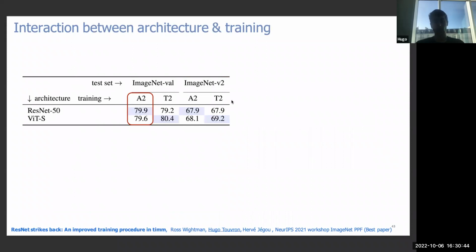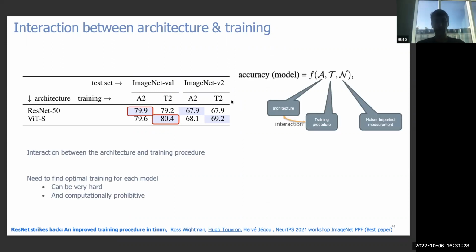Now we want to understand the interaction between architecture and training. So we take the A2 training procedure designed for ResNet 50, and we train ResNet 50 and ViT small. And we have this conclusion: it seems ResNet 50 is better than ViT small, and the comparison seems to be fair because we use exactly the same training procedure. But if we do the opposite, if we design a T2 training procedure especially designed for ViT small, we have this result and we can draw this conclusion: ViT small seems to be better than ResNet 50, and the comparison seems to be fair because we use exactly the same training procedure.